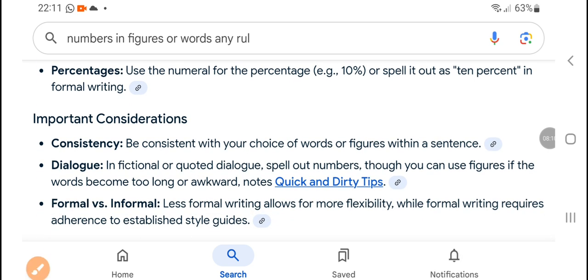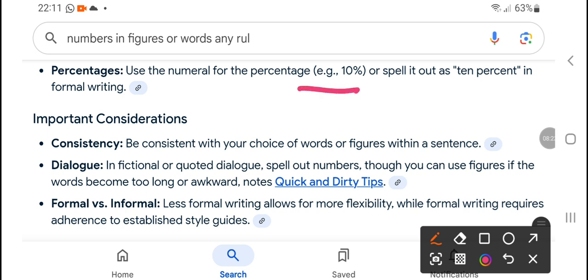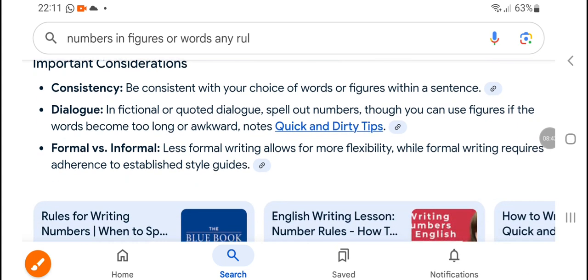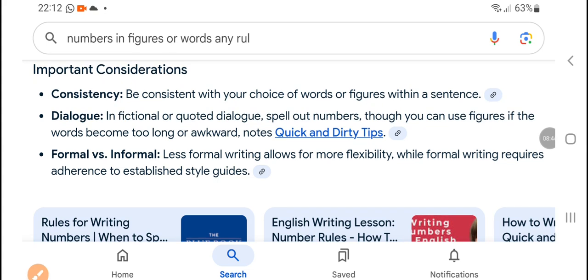Then percentage, already discussed, but again: use numerals for percentages, right? Example, 10%, with the numeral, or spell it out as ten percent in formal writing. So that is for informal, you can write this way, and for formal writing it should be spelled out.